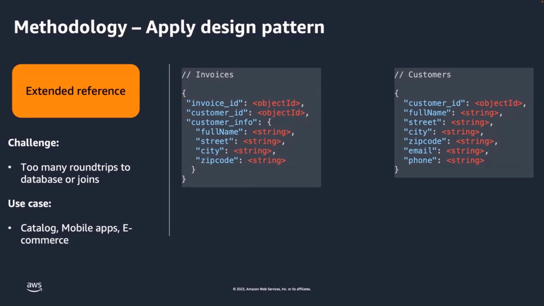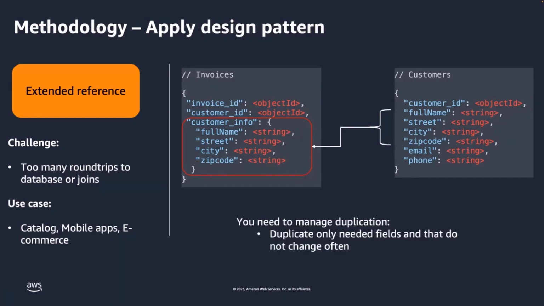To reduce the join operations, one option would be to embed all the information about the customer in their invoice document, but that can result in too much duplicated information. With the extended reference pattern, you can optimize this. Instead of duplicating all of the information of the customer, copy just the most important and most accessed fields. To keep data duplication under control, duplicate only the fields that are needed and that do not change often.